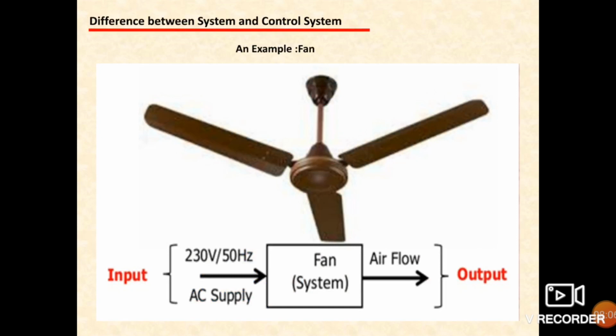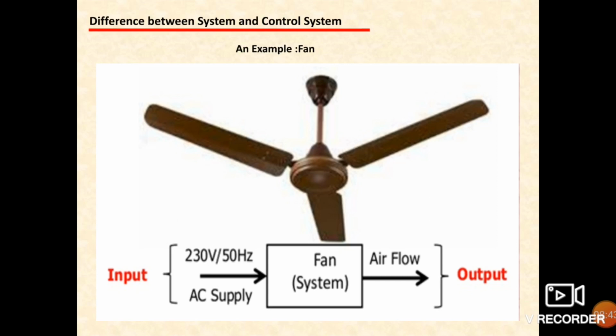See here, for explaining this I have taken the example of a fan. So a fan is a system. For a fan we are giving an input, that is an AC supply. We'll be turning on a switch to run the fan. That is, we are giving an AC supply of 230 volt 50 hertz to the fan. And what is the output obtained from the fan? That is the airflow. When we switch on the fan, we'll be getting airflow. So that is the output we are getting from a fan. Okay. So here this fan is a system.